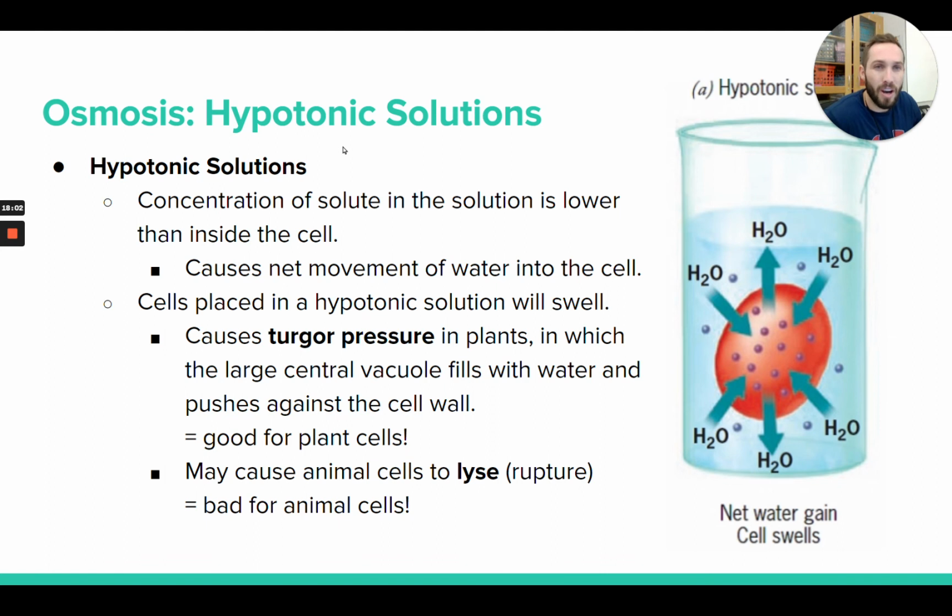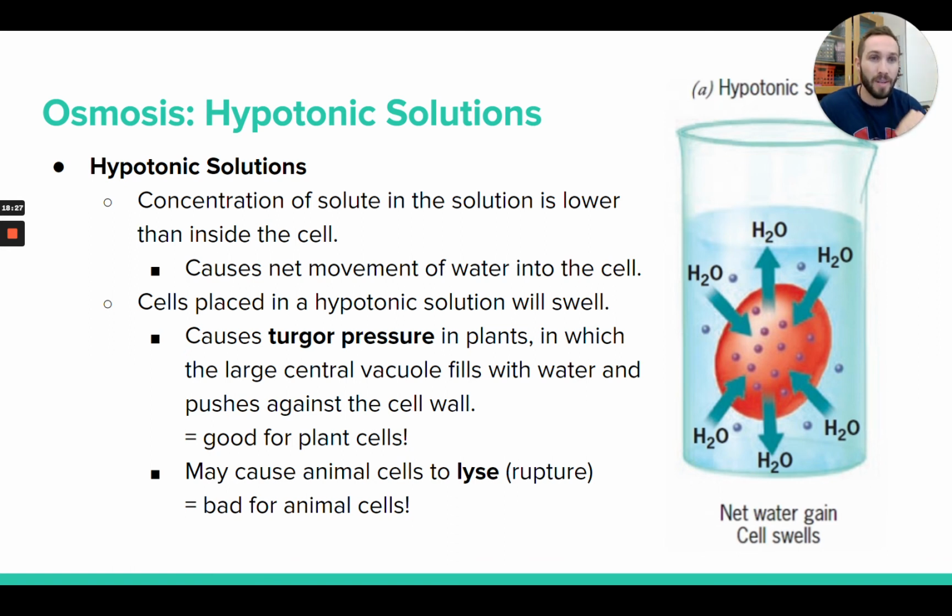Now in a hypotonic solution, the prefix hypo means below or less than. Just a good prefix to know for science words. Hypo means less than or below. And tonic means concentration. And so hypotonic means less concentrated. So when I say a hypotonic solution, I'm talking about a solution that's less concentrated, hypotonic.